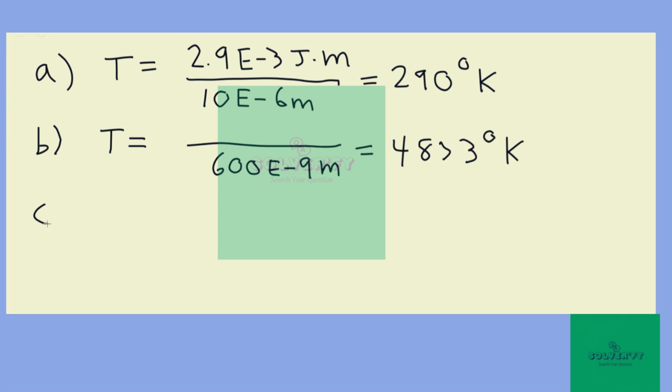Something much hotter. Lastly, we can take a look at what would be required to be producing radiation primarily in the ultraviolet. Same constant divided by, in this case, our 100 nanometers. Which would give us a very large temperature of 29,000 Kelvin.